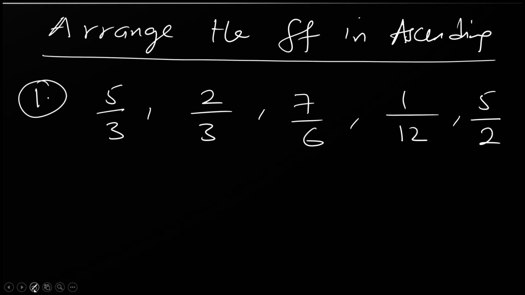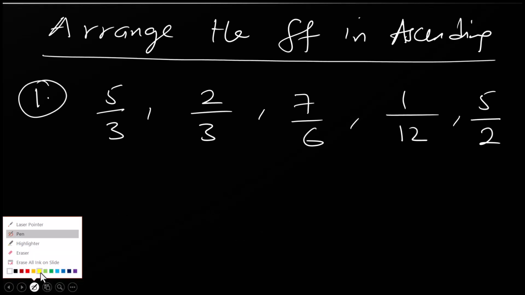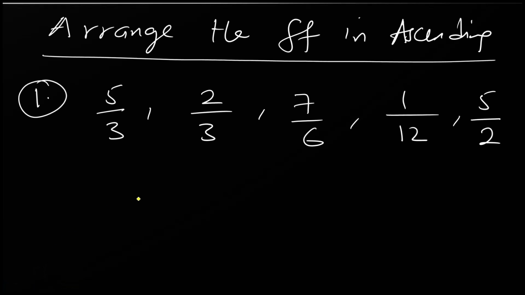Now, ask yourself, are the denominators equal? No. We have 3, 3, 6, 12, 2. So the denominators are not equal, so we have to go by the LCM method. Find the LCM, the least common multiple.